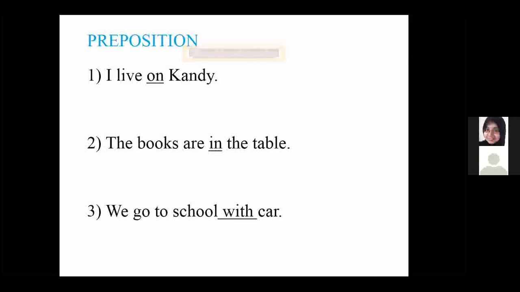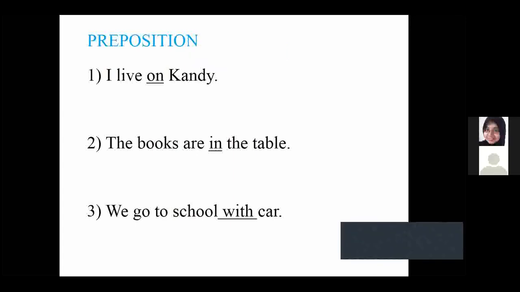I live on Candy. The books are in the table. We go to school with car. Right. First one, I live on Candy. Candy is a place. So you all are familiar with this sentence, I know, because if someone asks you where are you from, you can say I am from Puttalam or I live in Puttalam. So I am sure that you can correct this sentence in the correct way. What is that? I live in Candy.